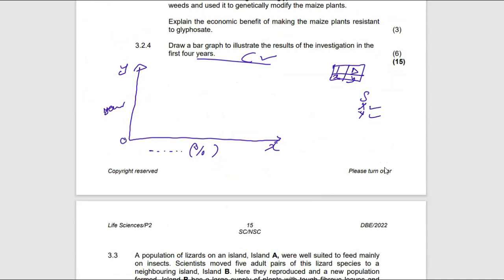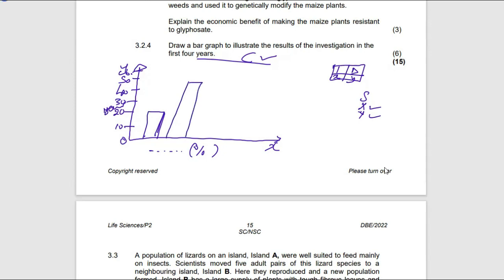So if you start from 0, make sure that you say a difference of 10, it must be 10, 20, 30, 40, 50, 60. It must be consistent. If you don't do that, you're gonna lose a mark. And then now you're gonna have to draw your bar graphs. It must be straight. Don't forget that these bars must be straight.